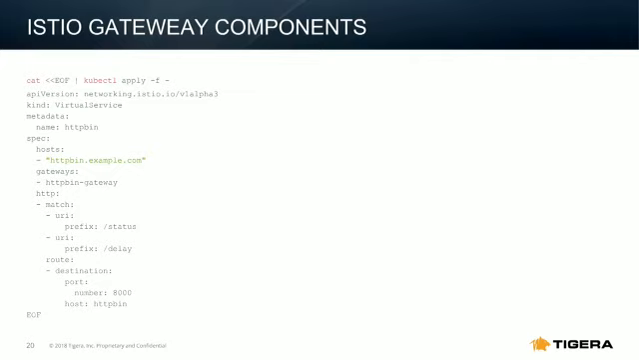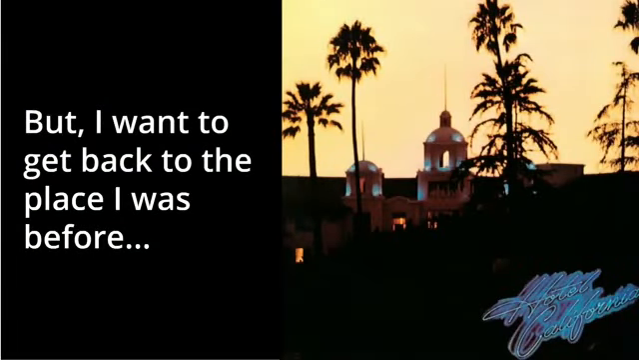And saying for HTTP, you're going to match URIs prefaced by status or delay, and you're going to route that to pods on port 8000 with the label host HTTP bin. So if something comes in for a prefix cust record, it's not going to get routed. So you mix the virtual service and the gateway object, and that's how you bring external users or external services into your Istio infrastructure in your Kubernetes cluster.